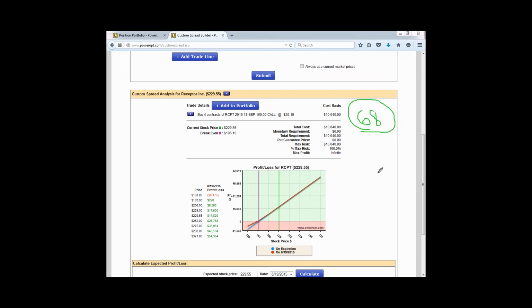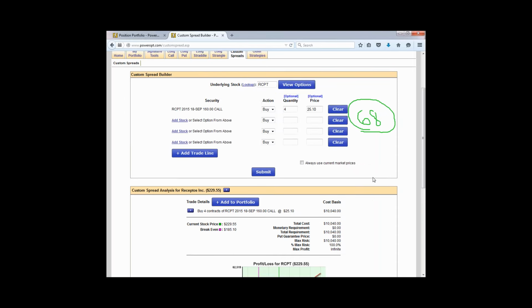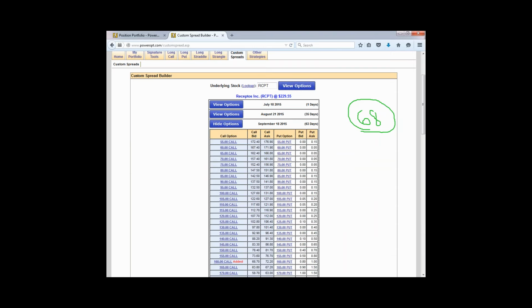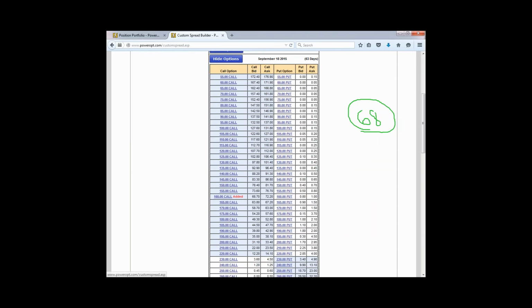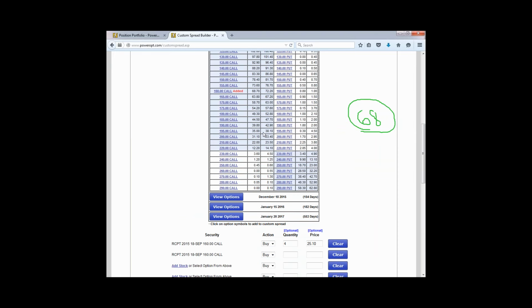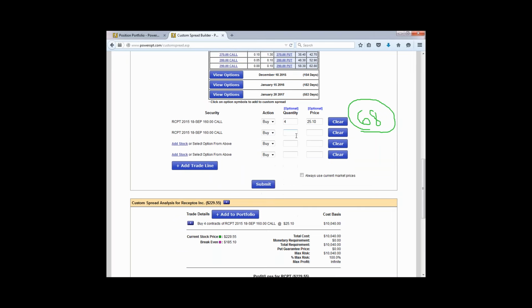But if we thought RCPT was still going to move up in price, okay, what are some of the things we could do? Well, again, we're just going to use the 4 contracts now. So we're going to go back in. I'm going to tell the system we're going to sell 2 of our 4 contracts, and we're going to put in a price, let's say around $70, right around the midpoint. Okay, so we're going to sell 2.